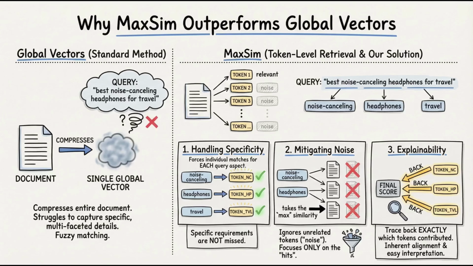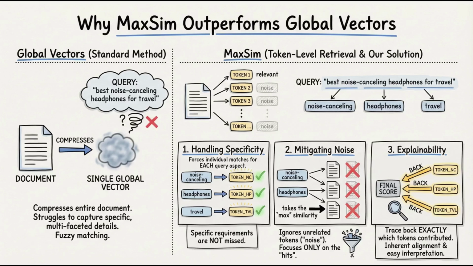First, consider the issue of specificity. If a user searches for best noise-canceling headphones for travel, a global vector might capture the general idea of audio gear, but it often misses the nuance. MaxSim takes a more surgical approach. It effectively breaks the search down, looking for a match for noise canceling, a match for headphones, and a match for travel individually, ensuring every part of the request is accounted for.